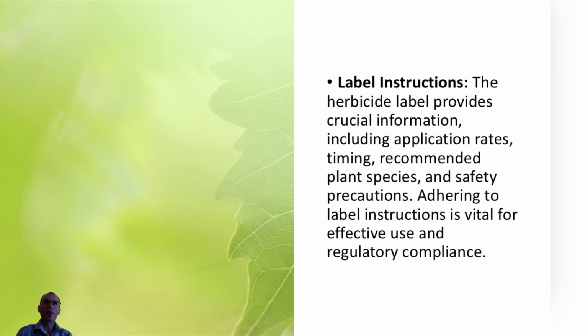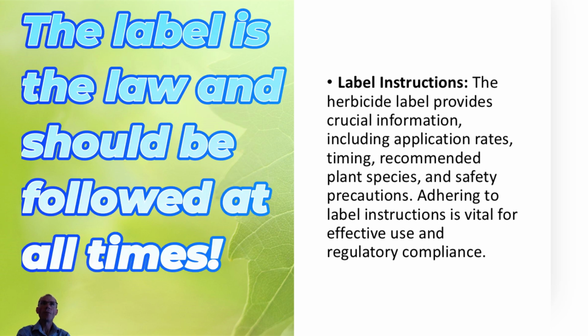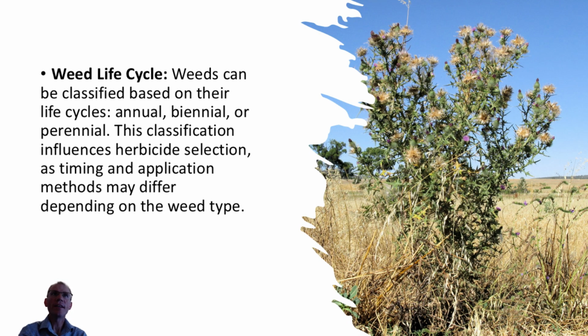Label instructions. The herbicide label provides crucial information, including application rates, timing, recommended plant species, and safety precautions. Adhering to label instructions is vital for effective use and regulatory compliance. You'll hear regularly in the pesticide industry that the label is the law and it should be followed at all times. Weed life cycle. Weeds can be classified based on their life cycles, annual, biennial, or perennial. This classification influences herbicide selection, as timing and application methods may differ depending on the weed type.